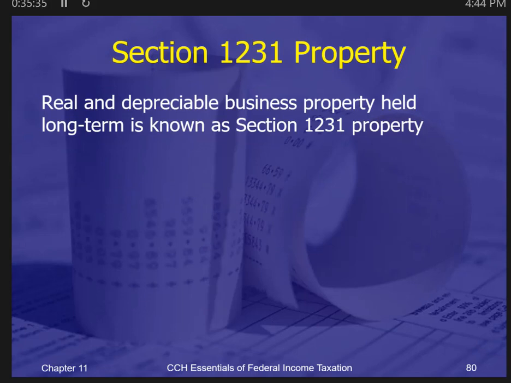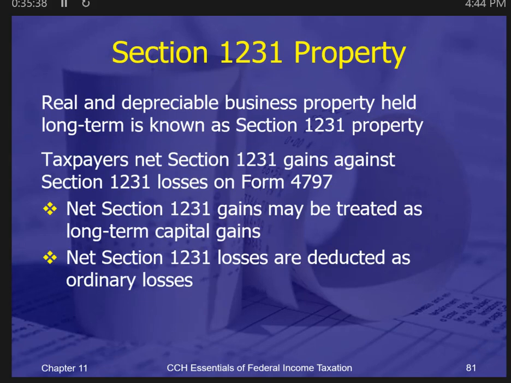All right, Section 1231 property. This is where all of your assets that are used in the business. Remember, we said earlier, those are not capital assets. They are Section 1231 assets. Now, tax law provides a kind of a special deal on these types as long as you own them for a year. Notice it has to be held long-term. Gains can be treated as long-term capital gains, and losses are deducted as ordinary losses.